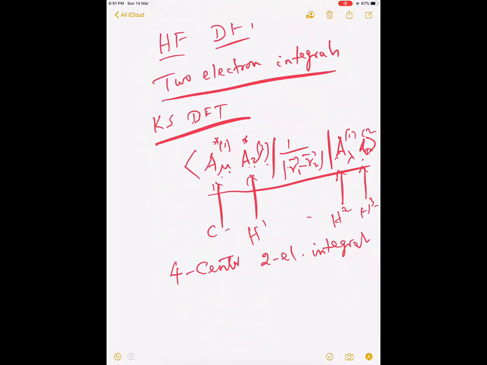I think it is very easy to understand what it is. There are 2 coordinates, 1 and 2, which are being integrated. So it is called two electron integrals. And there are 4 atomic orbitals, which can be at the most based on 4-center two electron integrals.